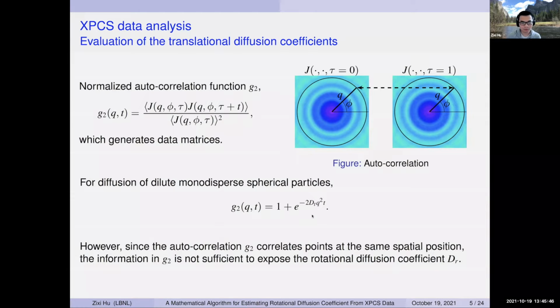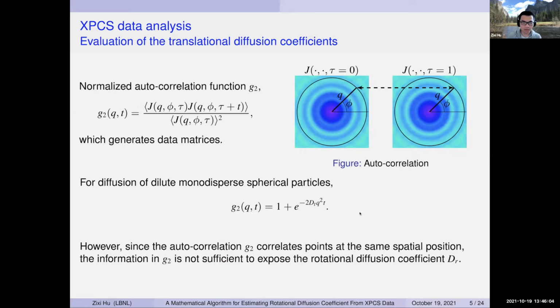And what about the rotational diffusion coefficient? Well, unfortunately, since the autocorrelation function G2 correlates points at the same spatial position, the information in G2 is not sufficient to expose the rotational diffusion coefficient Dr. We need something else.